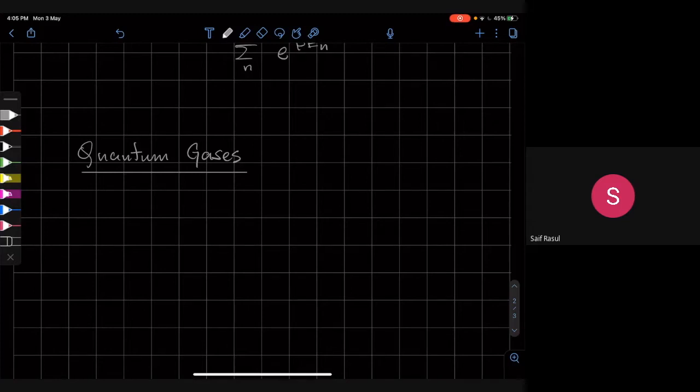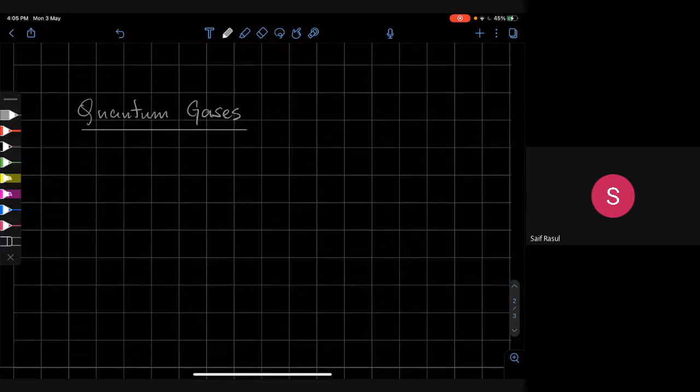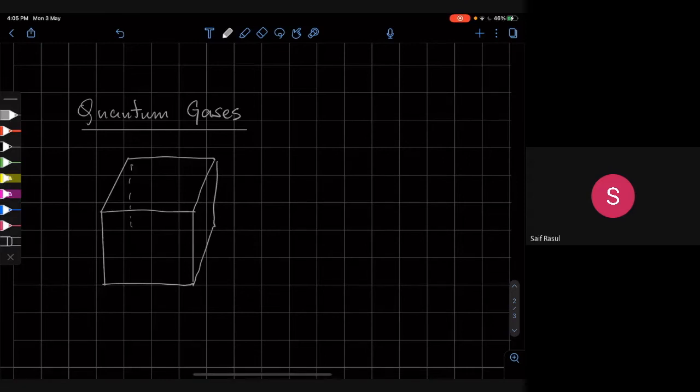So let's first deal with the simpler case where we have a bunch of particles in a box, okay? So we want to figure out something about the particle in a box. So we have a box which is of length L on each side, and we have a bunch of non-interacting particles.